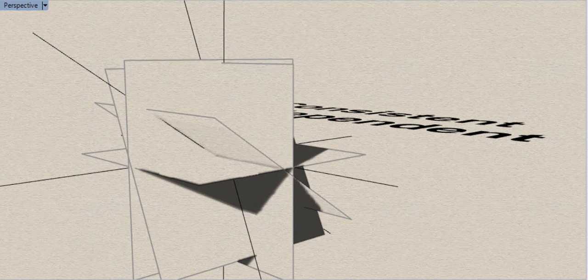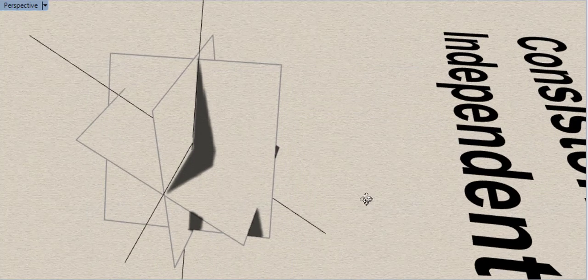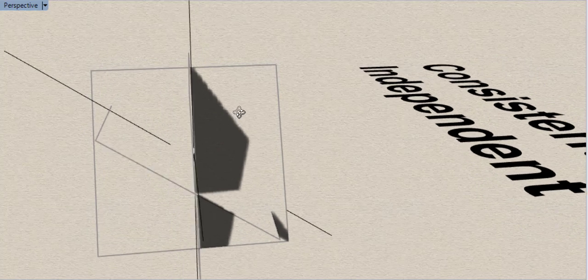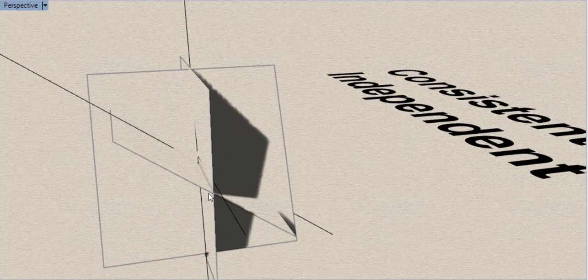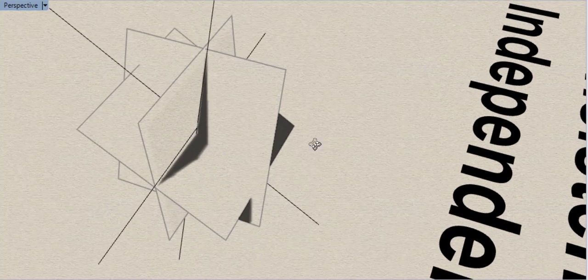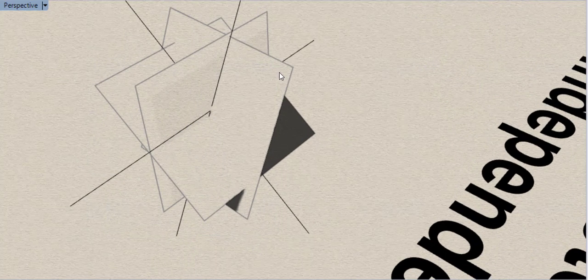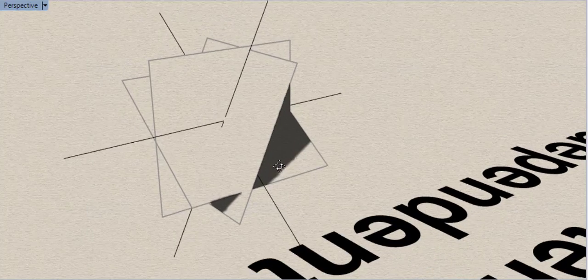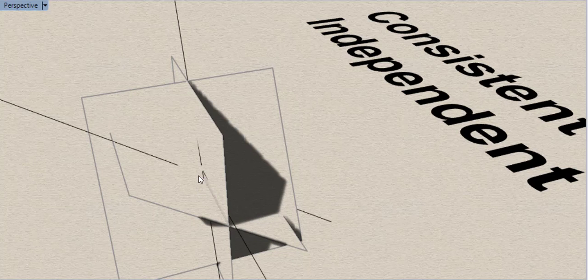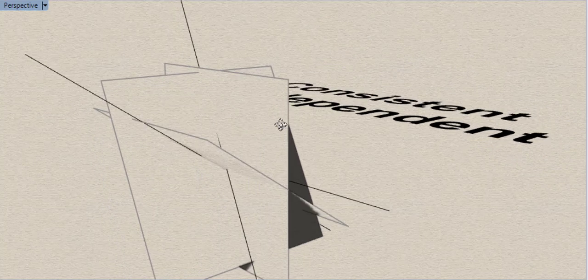Let me hide the layer. If you rotate this around, there's not just one configuration for this to happen. There are many configurations. In this one, it's the same situation. We have three lines that are common to two planes, but they intersect at one point. So that one point is a solution, the unique solution to the linear system.